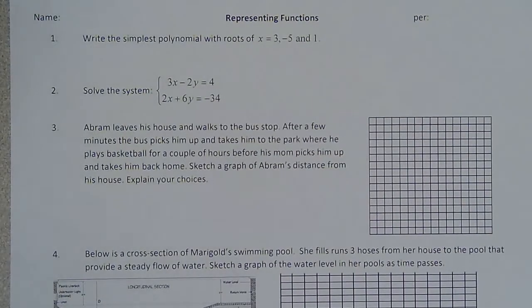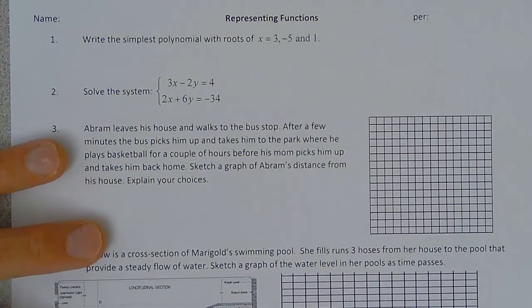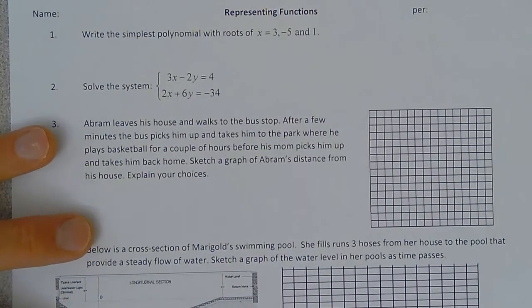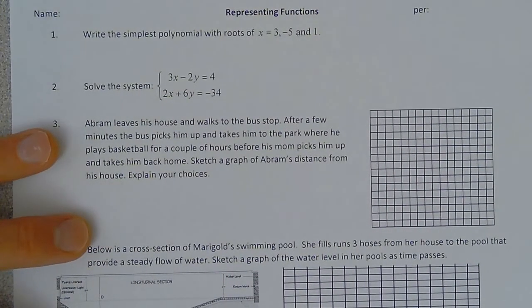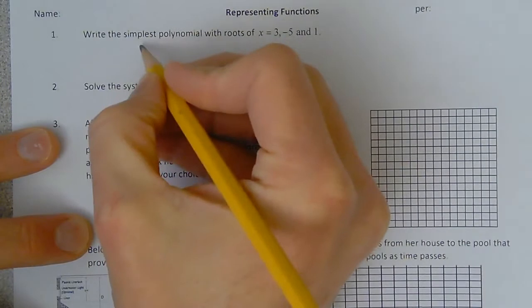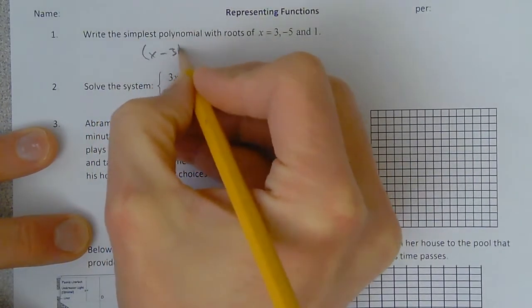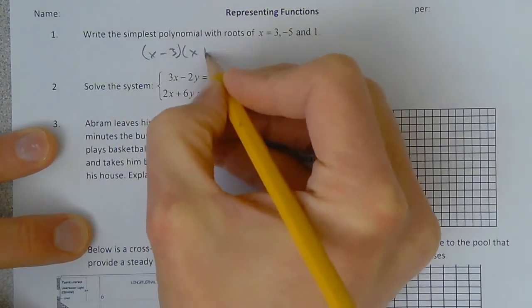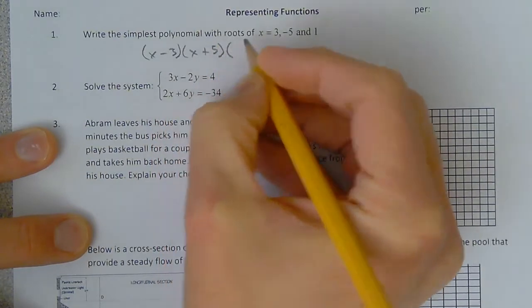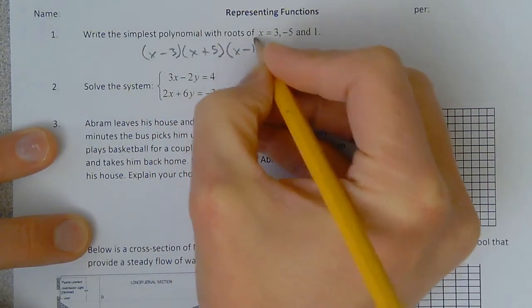All right, the representing functions worksheet. Let's go ahead and work through that. Let's see, first review problem: write the simplest polynomial with roots of 3, -5, and 1. That would look like (x - 3), (x - -5), or (x + 5), and (x - 1).